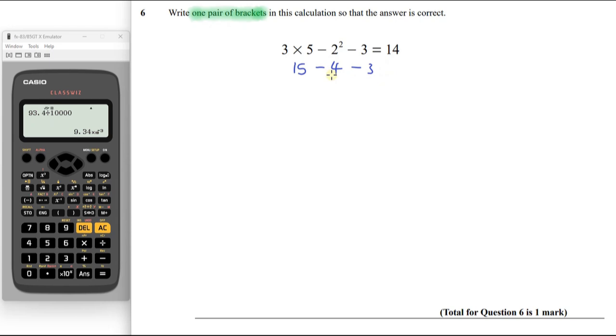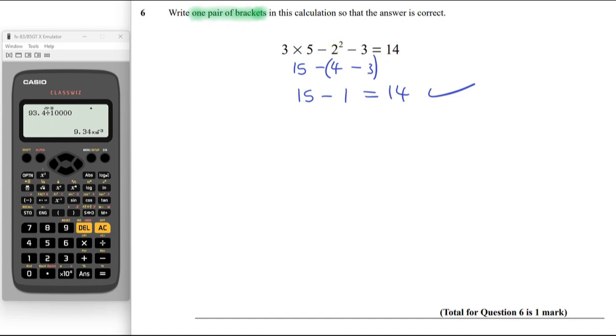Now, what can we do? Can we put brackets around anything here? Well, if we were to put brackets around here, this would be 15 minus 4 minus 3. Well, 4 minus 3 is 1. So that would be 15 minus 1, which is indeed 14. So what I can do is I can put brackets around the 4 minus 3.